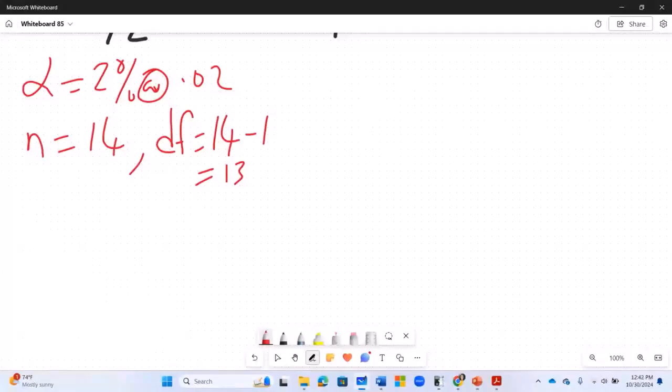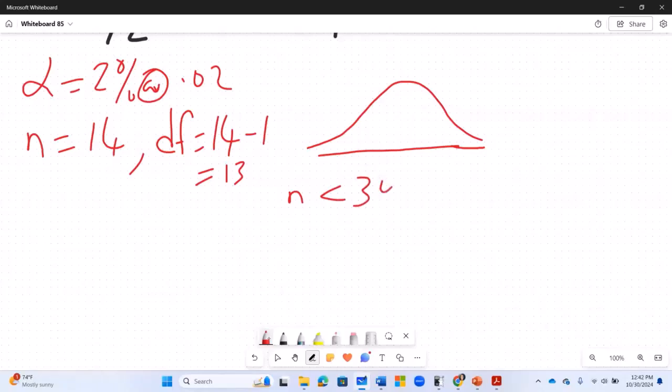So now I want to draw a t curve, t distribution. It looks like a normal distribution. Area under the t distribution is 1. Remember the conditions. Sample size must be less than 30. Population standard deviation is unknown.